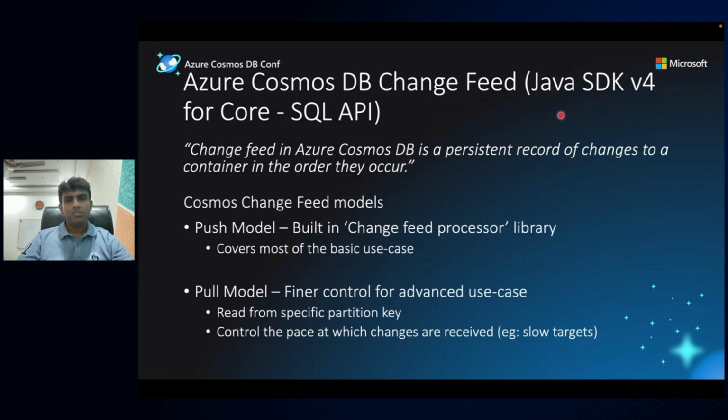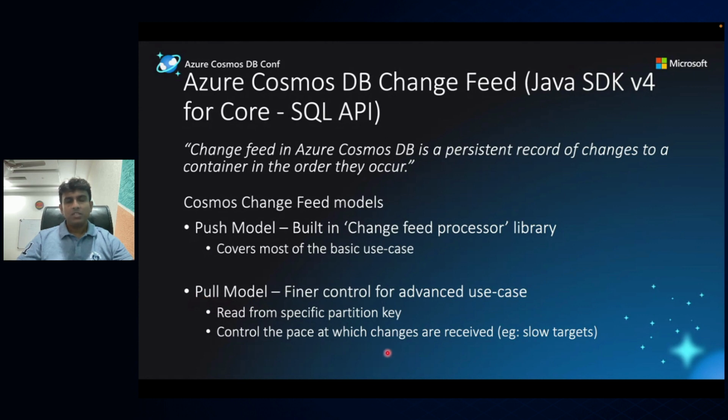So there are a couple of models through which we could fetch the changes from the container. One is the push model. As the name suggests, the change feed processor library provided by the SDK constantly pushes the changes that are happening on the container to the client application. And on the client application, we should have handlers to receive the events or the changes and then process them. This is convenient for most of the basic use cases, but if you want to have much finer control for advanced use cases, say for instance, if you want to control the pace at which you are receiving the changes from the container, or if you want to read changes from a specific partition key or a specific logical partition, then the pull model is the way to go.